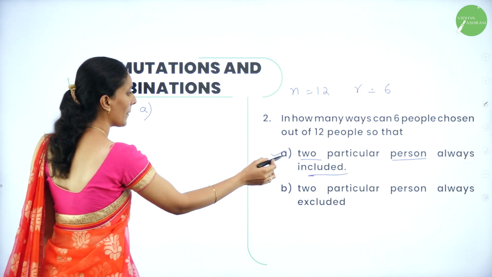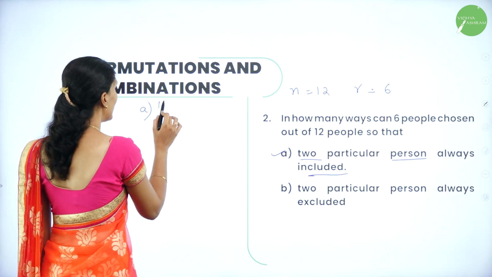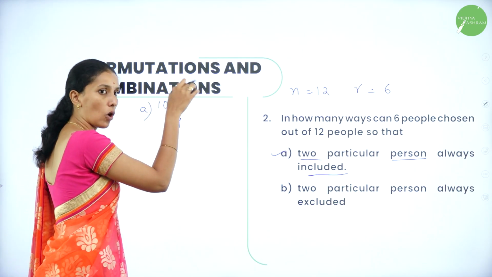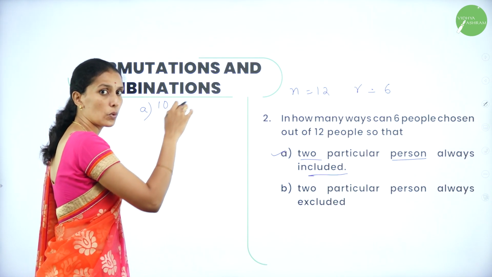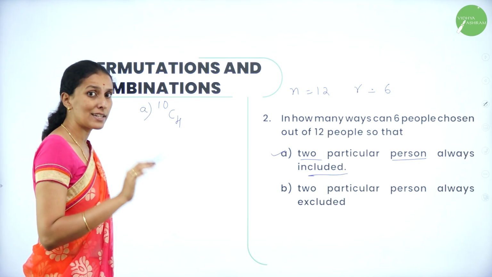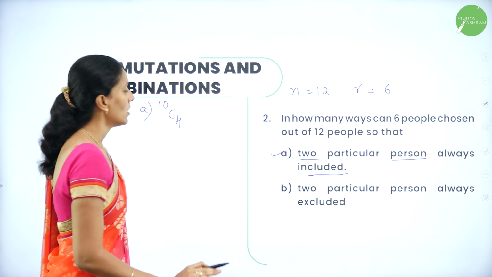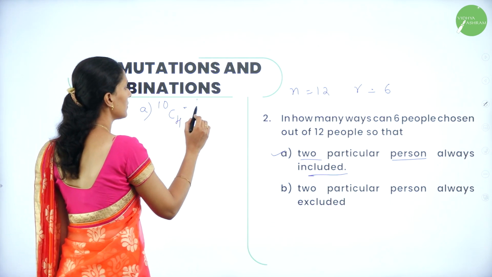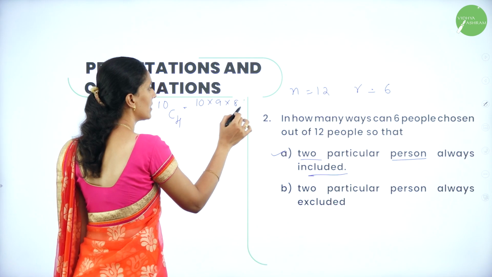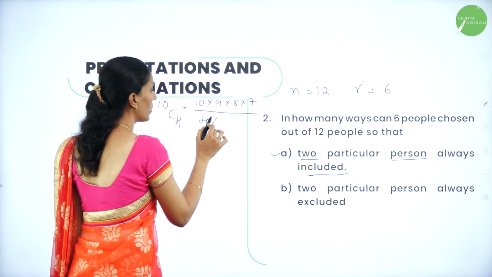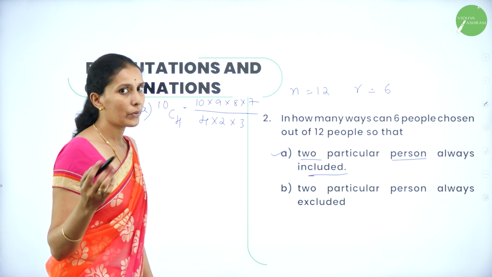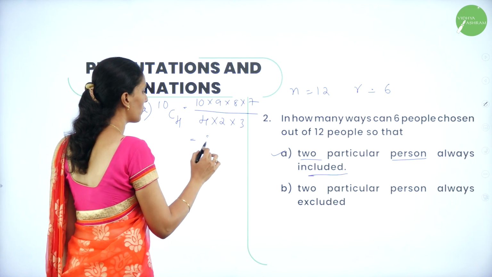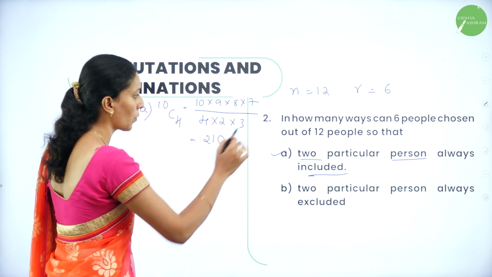So therefore my selection for this question will be 10C4. Got it? Out of 12 people, 2 are already there, and also from the selection, 2 are already there. We have to choose only 4 persons since 2 people are already there. So therefore, my selection will be 10C4. That is 10, 9, 8, 7 over 4 factorial, that is 4, 3, 2, 1. You can write the 1 or you can leave it, because the product will be the same. So my total ways will be 210 ways for this question.